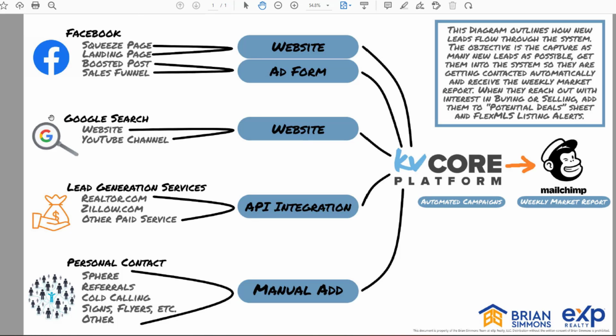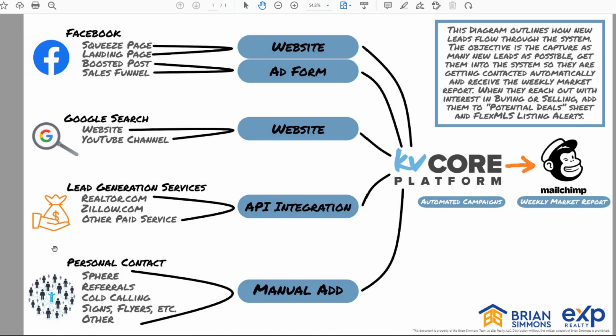The social media avenues, squeeze pages and landing pages, Google search, having a website, a YouTube channel, those sorts of things connect directly into your database. And in our case, it's KV Core. And these things directly integrate in. Same with Realtor.com and Zillow and other paid services. You can have API integrations so that when you get a Realtor.com lead, it automatically goes into your KV Core database, and you don't do anything.